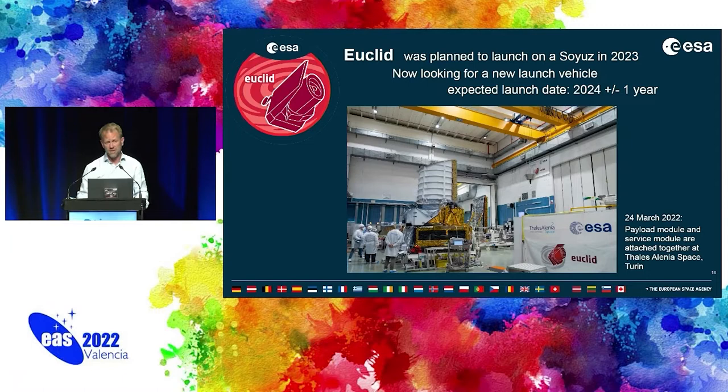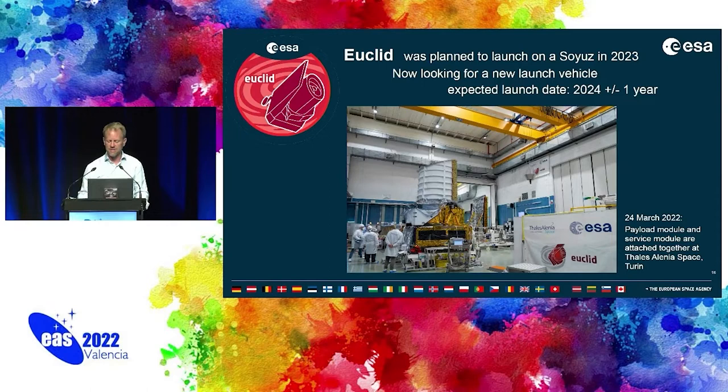It could be that we find a launch vehicle relatively quickly, and as you know, many companies offer to fly you to space these days, we are open to everything. So we might still be able to launch it next year. Our guess is it might be 24, but you know, plus minus 1 year, it's difficult to nail down the launch date for Euclid now.